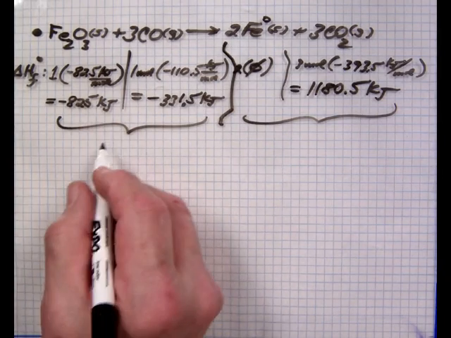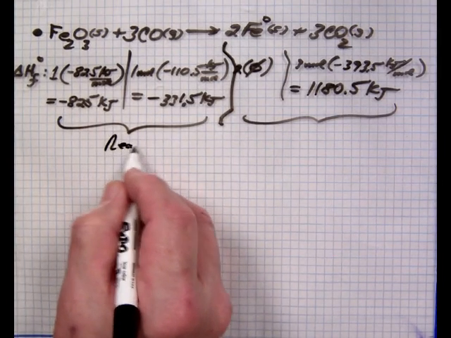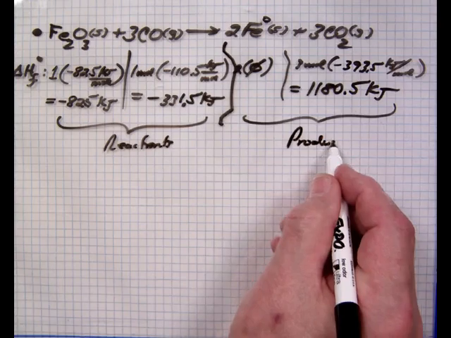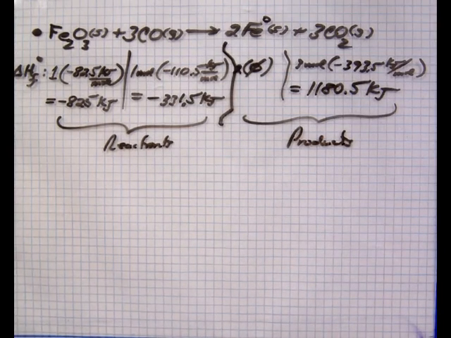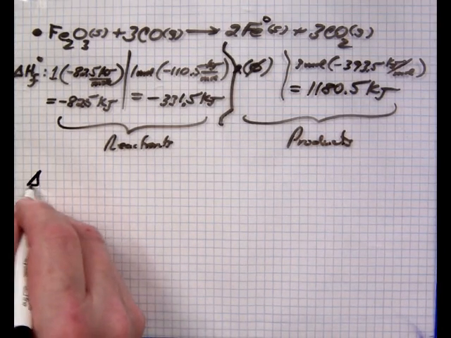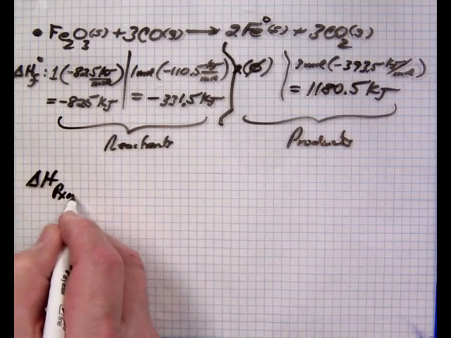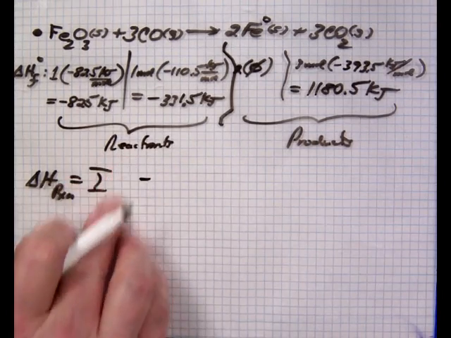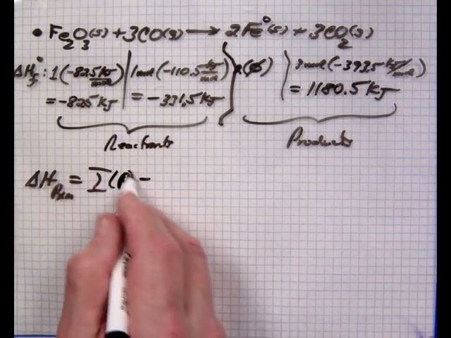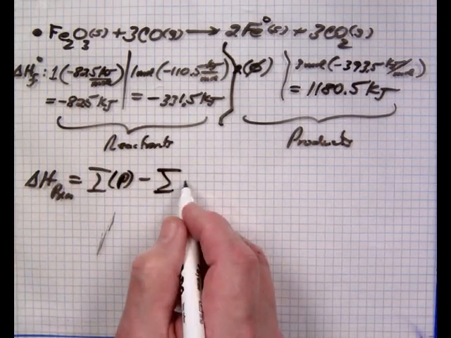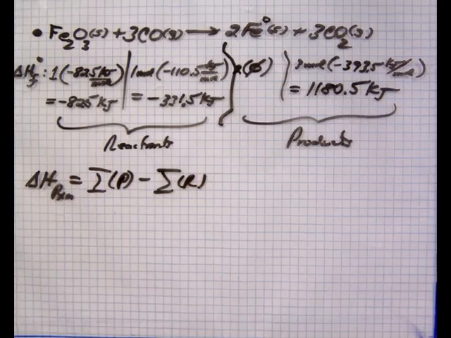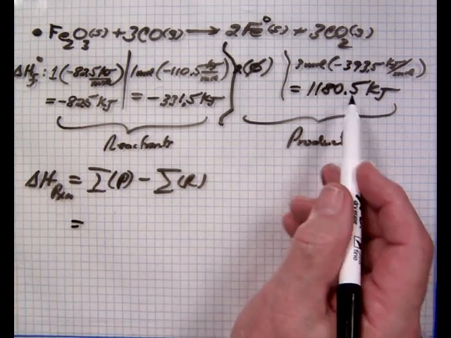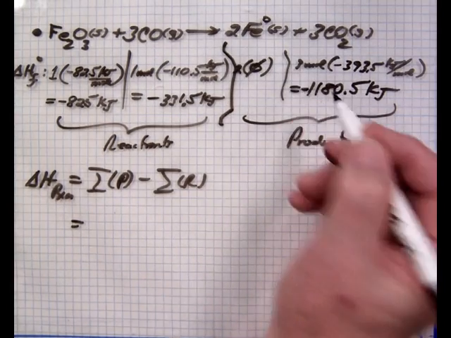So here are the reactants, and here are the products. Now, rewriting the entire equation, I usually don't do that, but I will: delta H of reaction is equal to the sum of all the products minus the sum of all the reactants. So we'll algebraically add everything together. We'll start with the products over here. That should be a negative in here, I forgot.